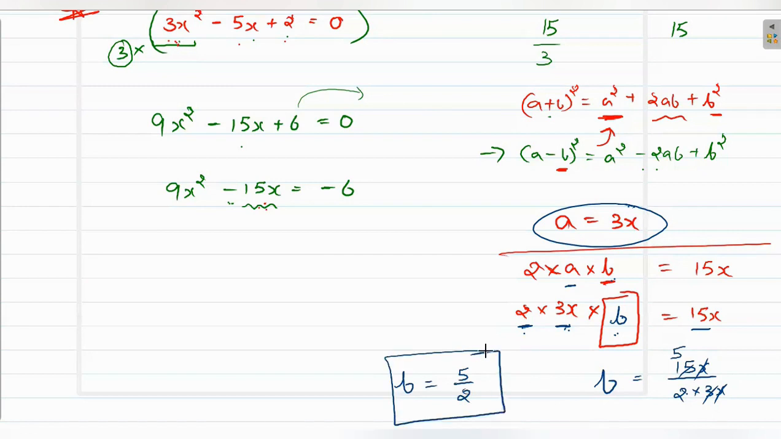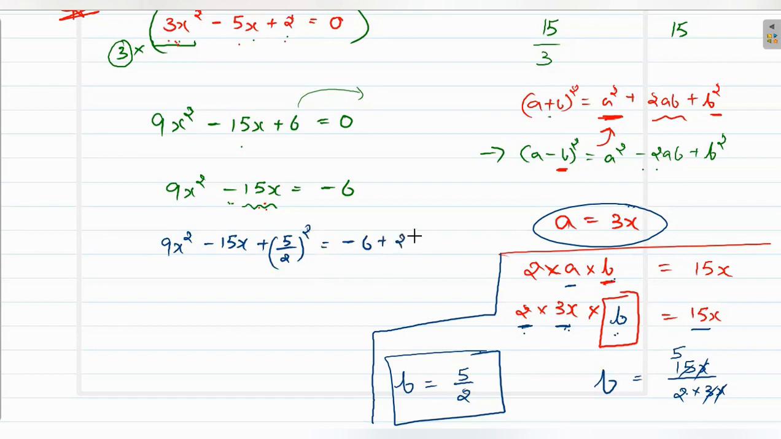Get it? You are just saying 5, but you forgot about 2. So we need to add what value in it? We need to add a 5/2 whole square. Yes or no? So 9x square minus 15x and then plus 5/2 whole square. 5/2 whole square will be how much? So it's 25/4 for us.